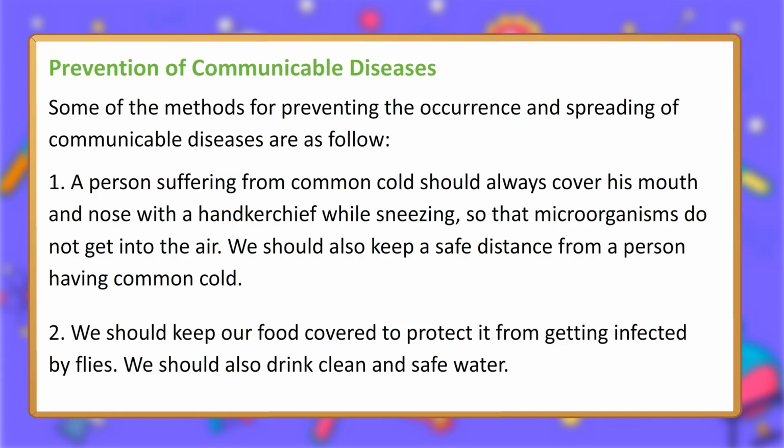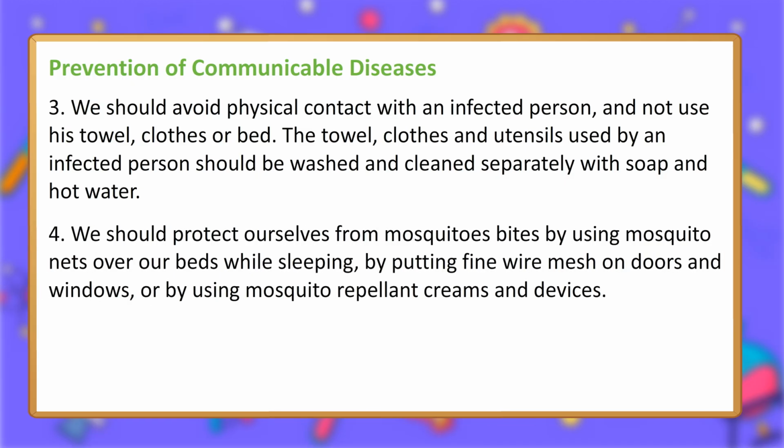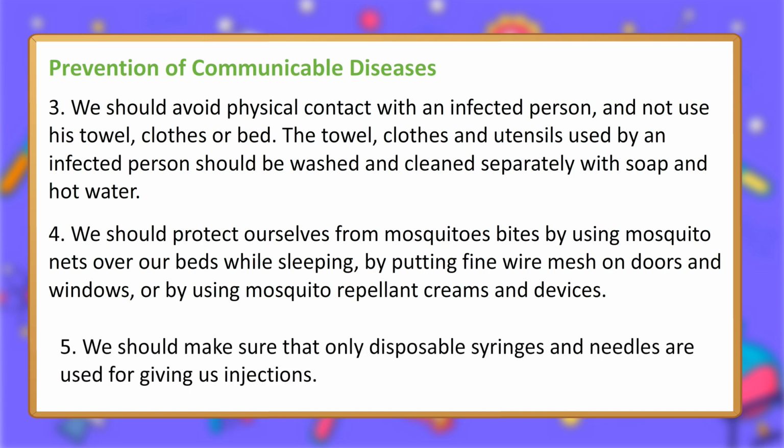2. We should keep our food covered to protect it from getting infected by flies. We should also drink clean and safe water. 3. We should avoid physical contact with an infected person, and not use his towel, clothes or bed. The towel, clothes and utensils used by an infected person should be washed and cleaned separately with soap and hot water. 4. We should protect ourselves from mosquitoes' bites by using mosquito nets over our beds while sleeping, by putting fine wire mesh on doors and windows, or by using mosquito repellent creams and devices.